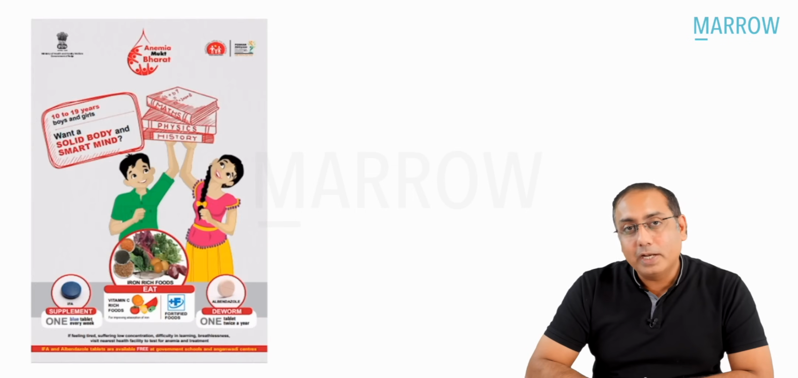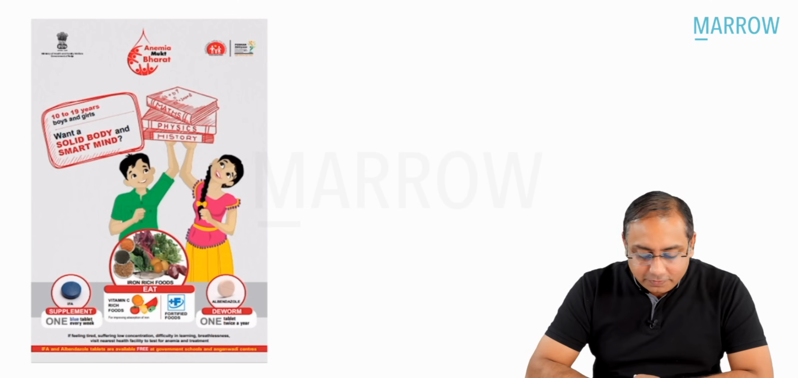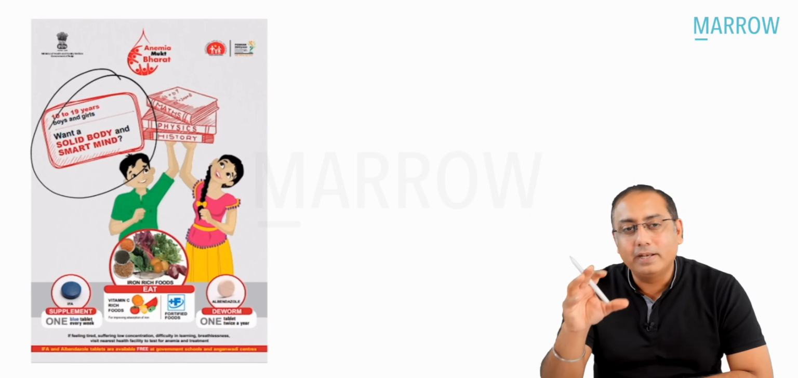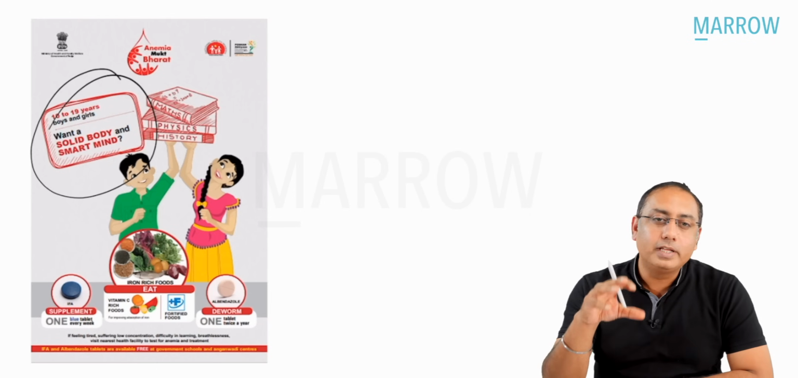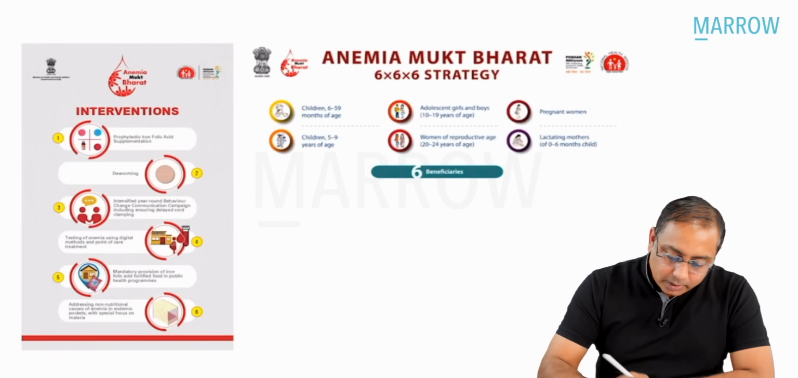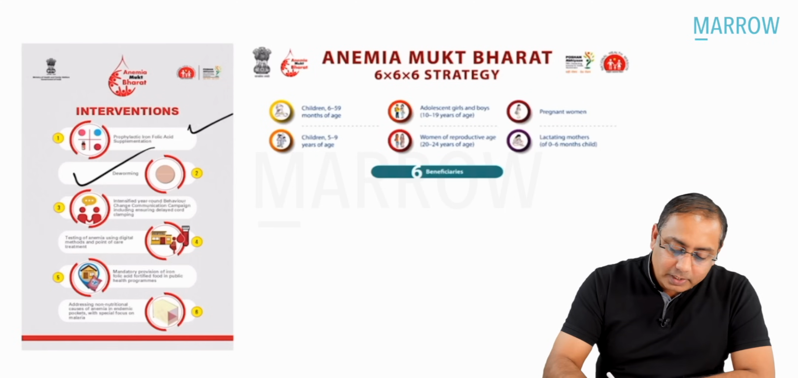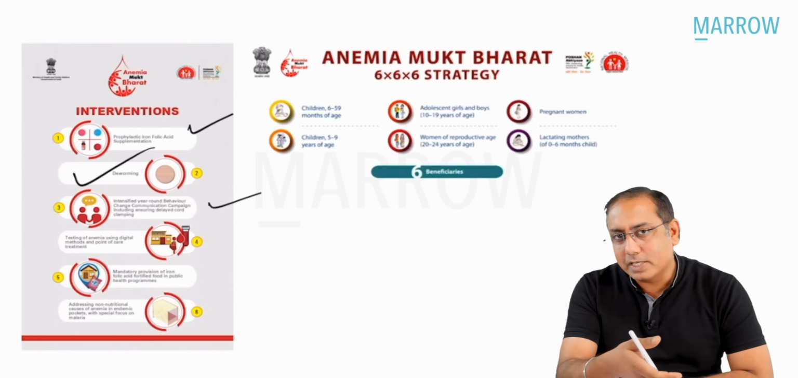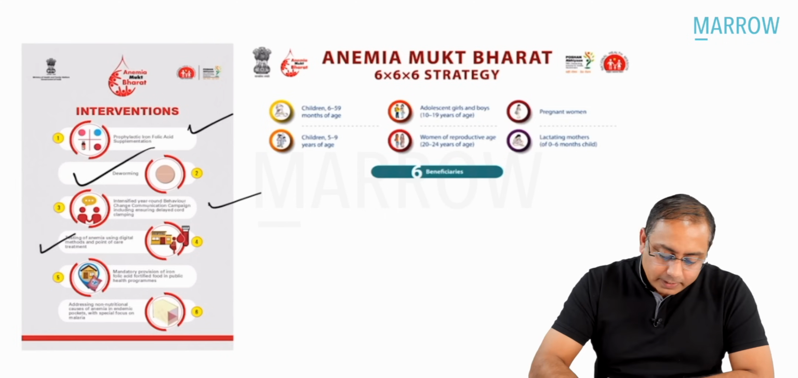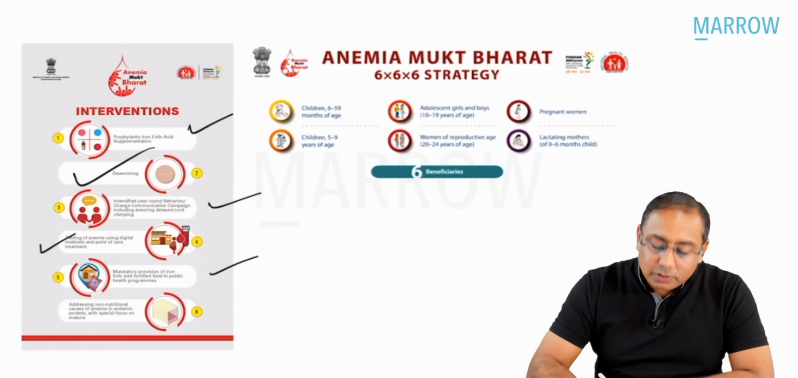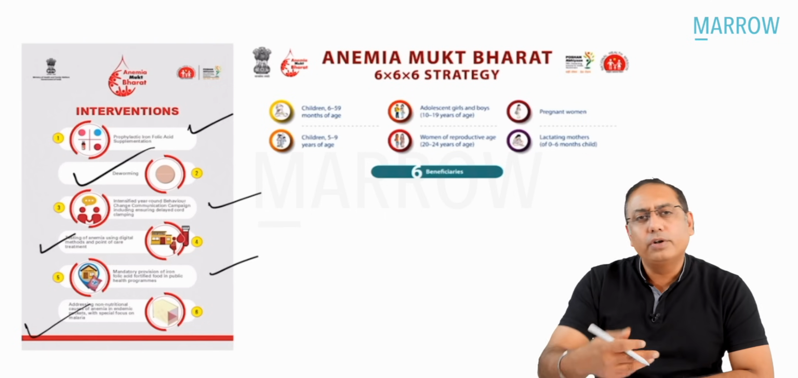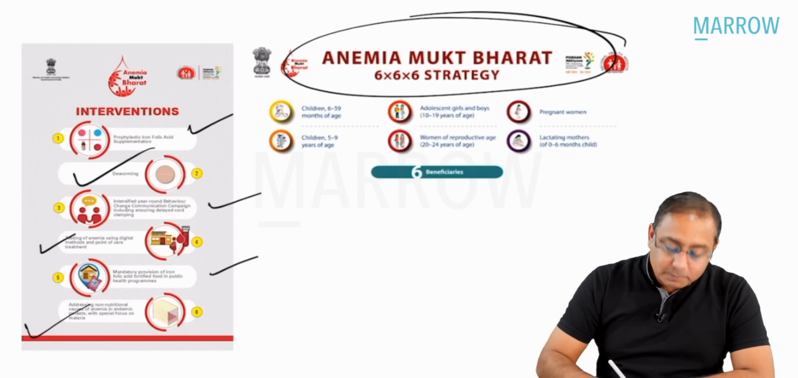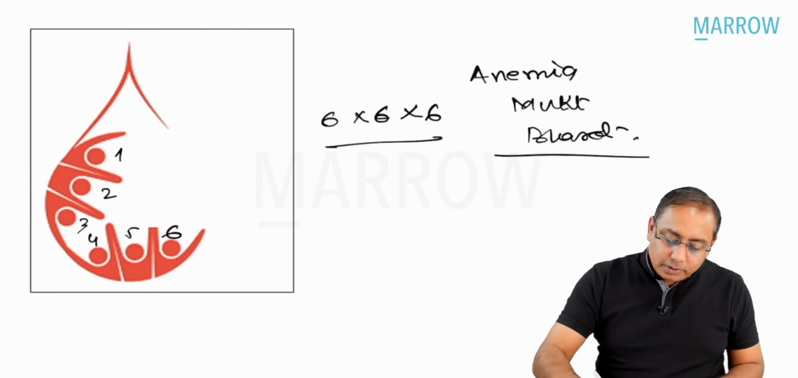by the Ministry of Women and Child Development and the Ministry of Health and Family Welfare. They want a solid body and a smart mind. That is one of the main interventions. Alongside, we also want deworming, prophylaxis of iron folic acid, and intensified behavior change. Then there has to be testing of anemia, provision of iron fortified foods, and non-nutritional causes of anemia also need to be checked. This is the Anemia Mukt Bharat 6 by 6 by 6 strategy. So make sure that you get all these questions right.